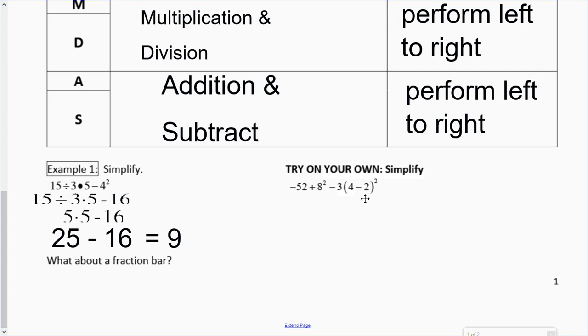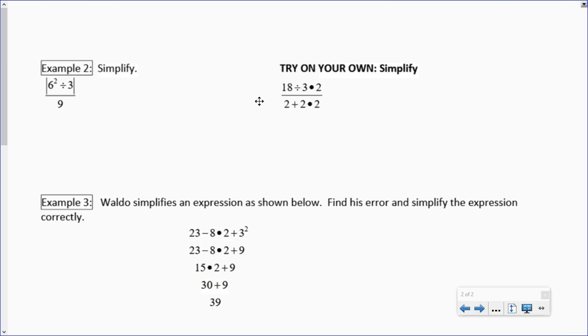Alright, so hopefully that try on your own wasn't too bad. But let's go ahead and look at something else. What about the fraction bar? Okay, this is a weird question. Fraction bars, sometimes grouping symbols, sometimes not. Remember I said, it's a grouping symbol if it has an operation in it. So let's look at some examples that the fraction bar is a grouping symbol. And what that actually means, because you're probably like, what the heck are we talking about? So here are 2 examples where the fraction bar is a grouping symbol.